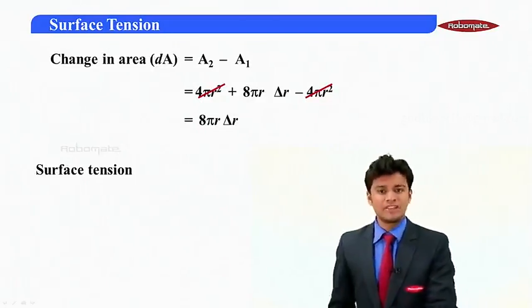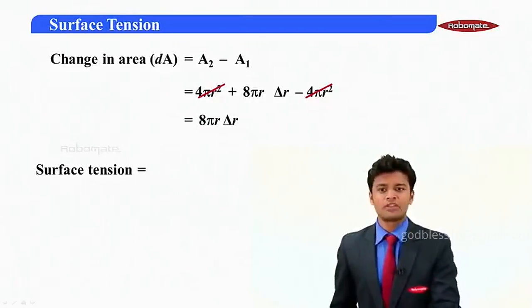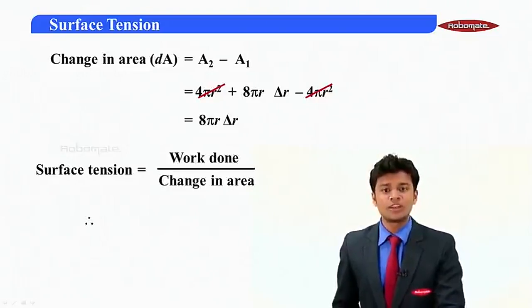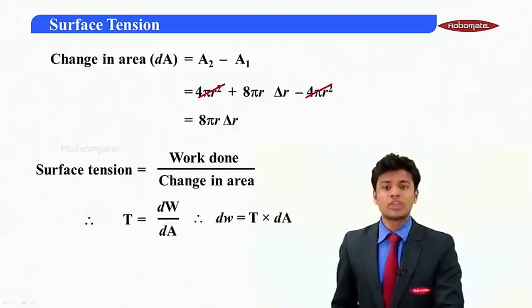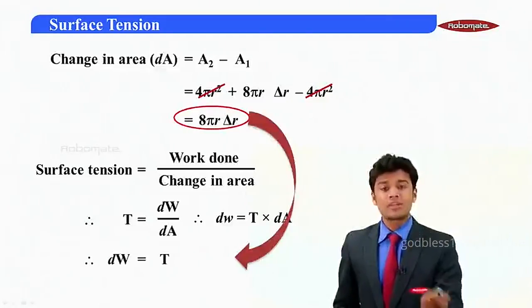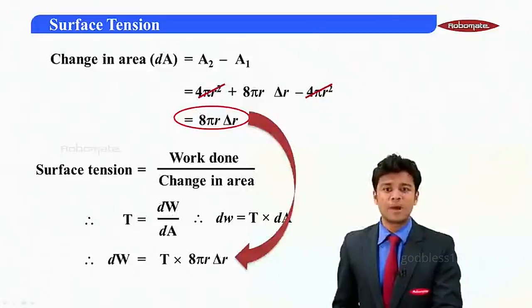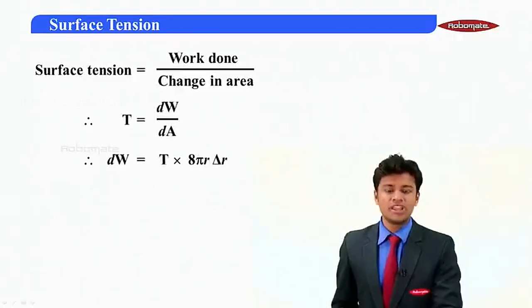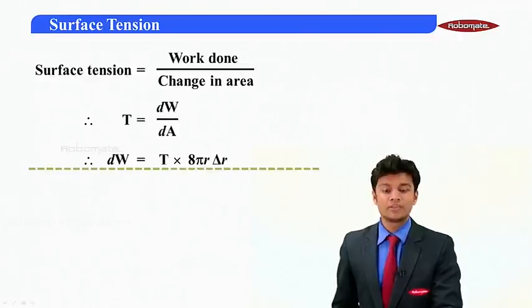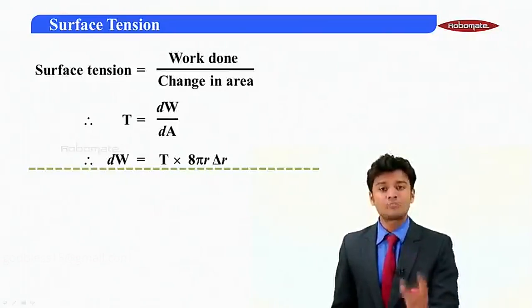Now class, in the previous module we have learned that surface tension is equal to work done upon change in area. So I can say that T is equal to work done, dW, upon change in area, dA. So I know that T is equal to dW upon dA. Therefore I can say that dW is equal to T into dA. Now class, I know that the value of dA is nothing but 8 pi r delta r. So I have work done dW is equal to T into 8 pi r delta r. Till here we have the first part of the derivation.